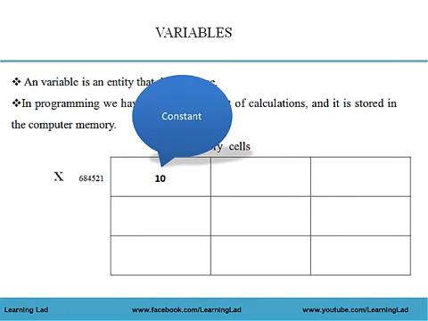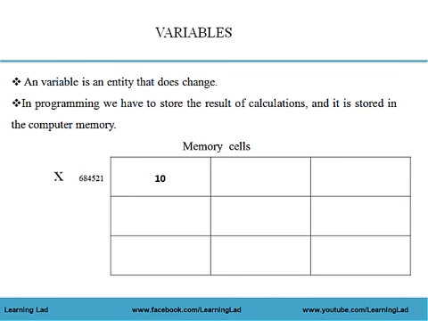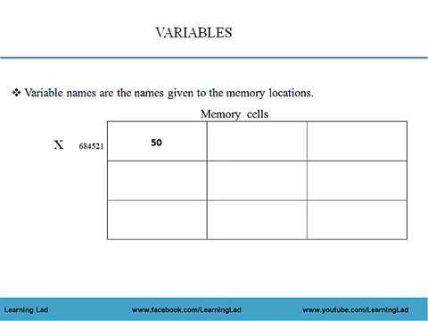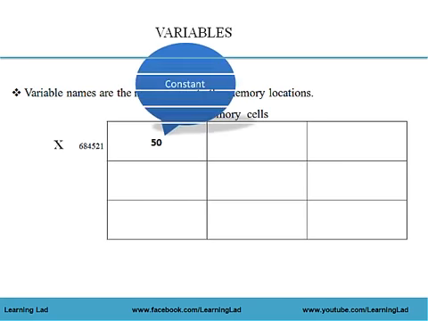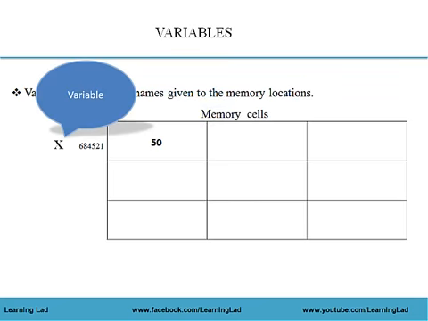So 10, which is stored in the memory cell named X, is a constant. Here 10 is a constant and X is a name given to that memory cell, and we call it a variable name. So the variable names are the names given to the memory locations. As you can see here, that variable name may contain some other value at a later time. Before, the X was containing 10, but right now it's containing 50. But this 50 is an integer constant, and the X is a variable because it can contain any other constant value. If it's of type integer, then it can contain any integer constant.